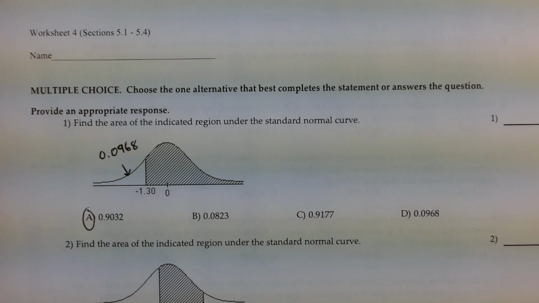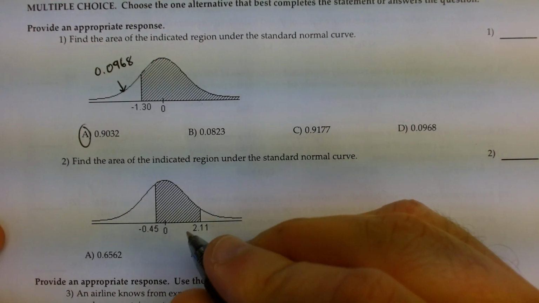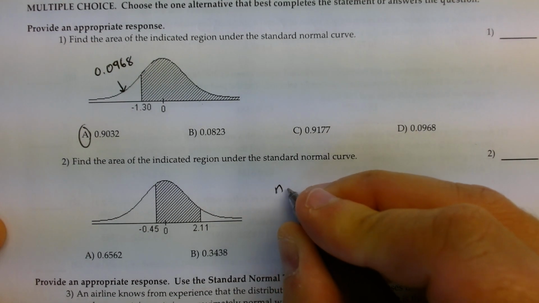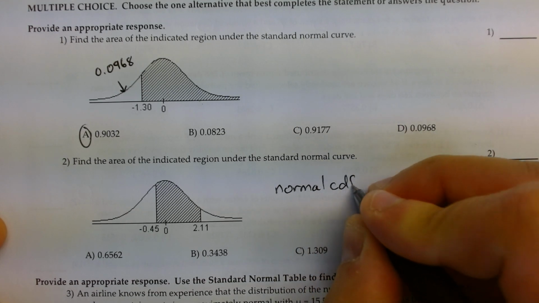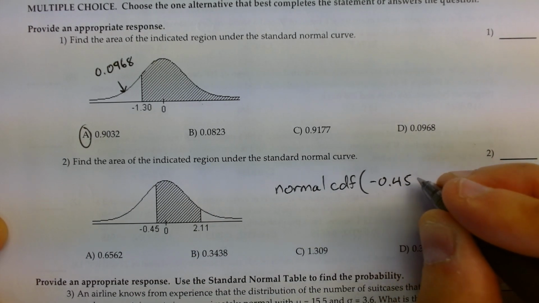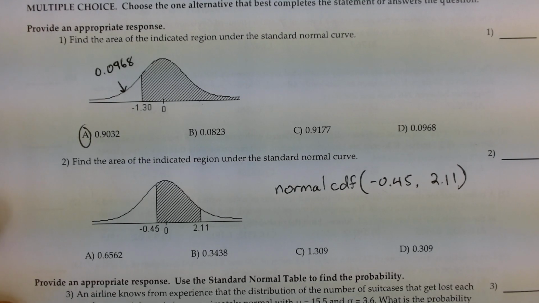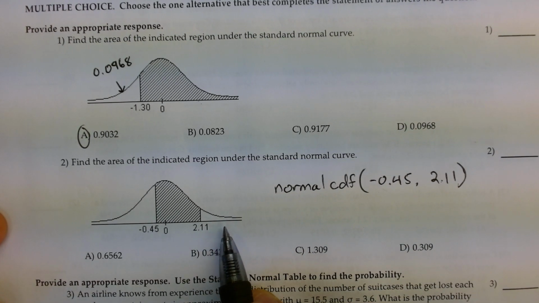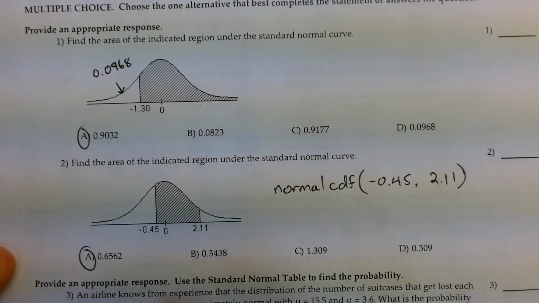The area in between, I'll show you the other way that we use with the calculator. And the calculator is sort of the most natural one to do for area in between. You use the normal CDF in the calculator, and then you just put the two values in, so negative 0.45 up to 2.11. This is definitely not to scale, like 2.11 would be much further out, closer to the tail, but that's okay. So this one came out to be A.